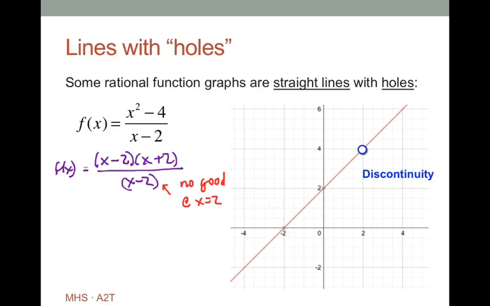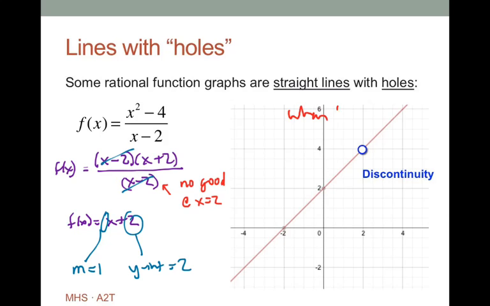Now, if you were to take this function and continue to simplify it, you would cancel out the x minus 2's and you'd get x plus 2. And that's just a simple linear function. y equals x plus 2. The slope is 1, the y-intercept is 2, and you can just graph that. But when you graph that line, you have to remember that little discontinuity. The way you identify it is you put a little open circle where the discontinuity is. That's called a hole. So you have to include the hole when you're doing the graph.